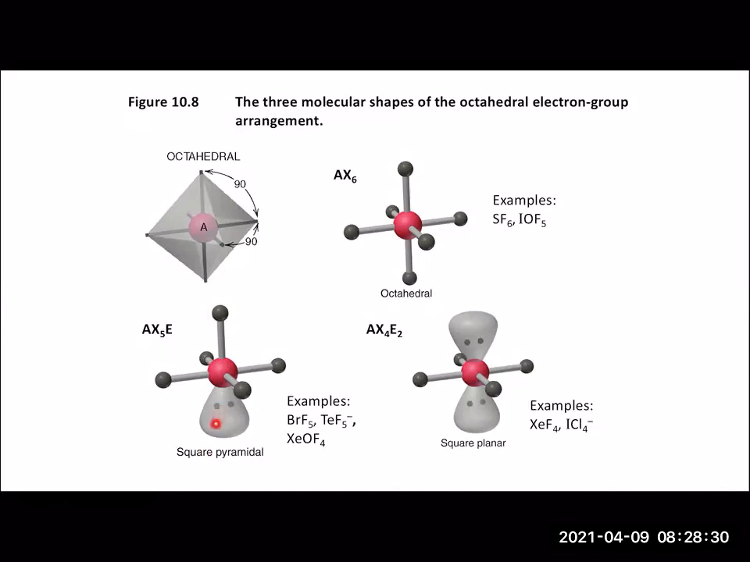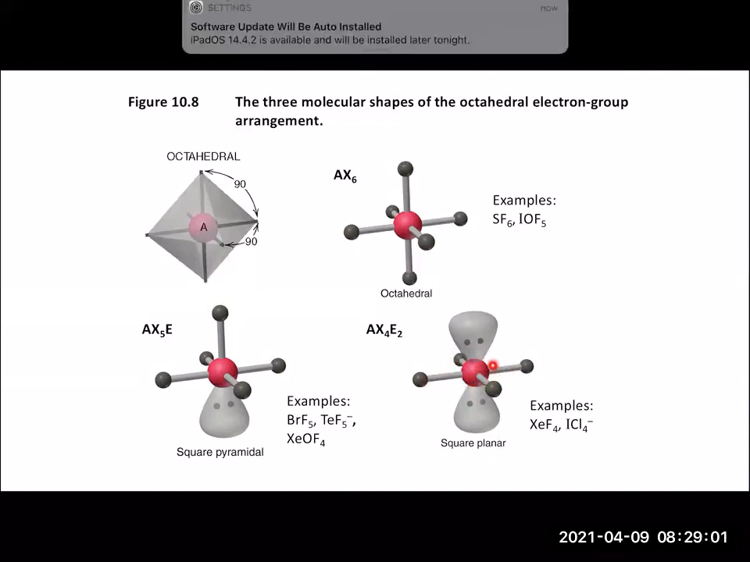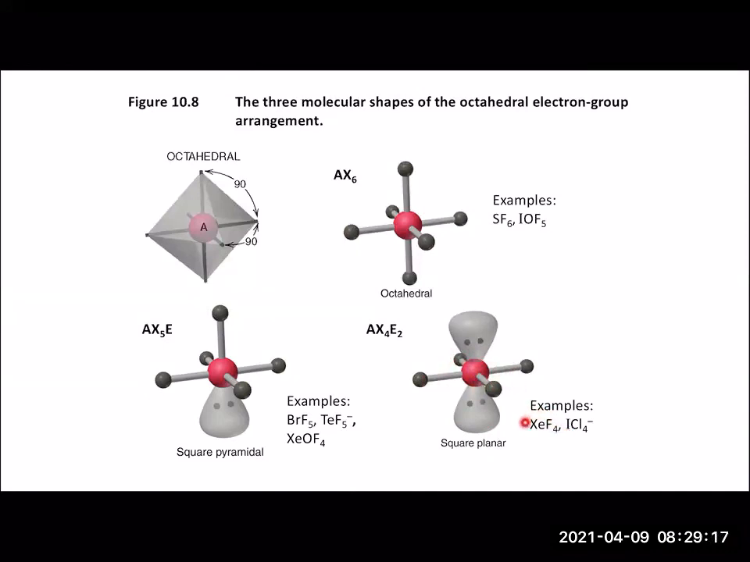Other ones, if I replace one of those atoms with a lone pair, I have square pyramidal. So you can see it's a square, it's in a pyramid shape. It could be BrF5, TeF5 minus, XeOF4. And then finally, I can end up with square planar. With square planar, I have 2 lone pairs and 4 atoms around the central atom. Examples of that could be XeF4 or ICl4 minus.